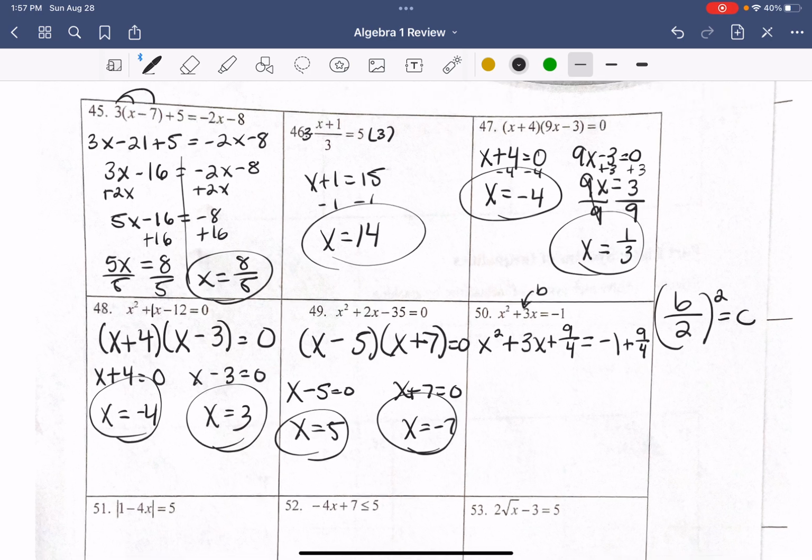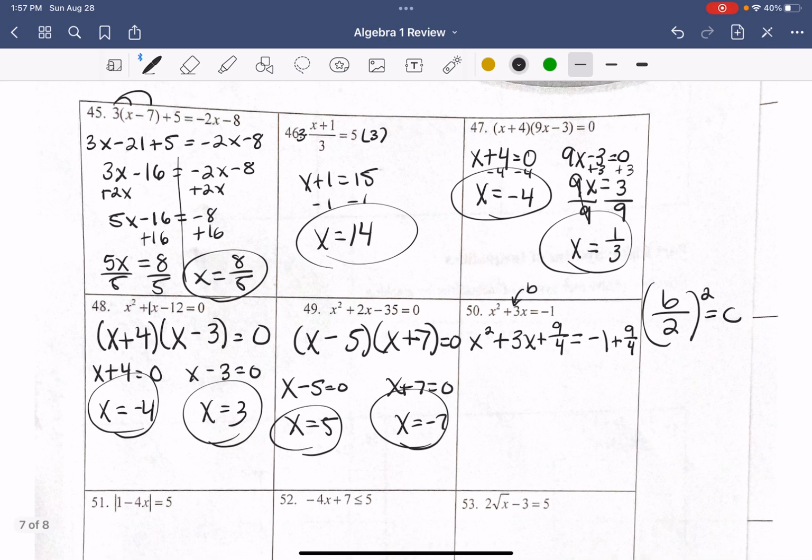It's not equal anymore. Once we've got this, you're going to take this and factor it, and you can actually just make this into x plus 3 over 2 and then the whole thing squared. And this other side turns into, this could be negative 4 over 4 plus 9 over 4. So that turns into x plus 3 over 2 squared equals 5 over 4.